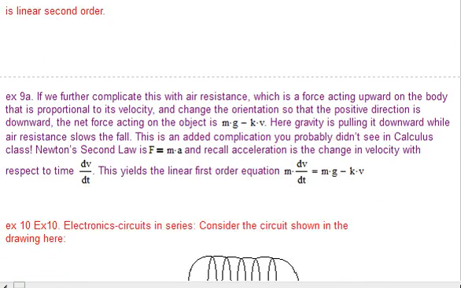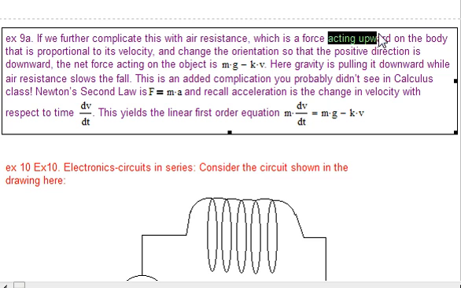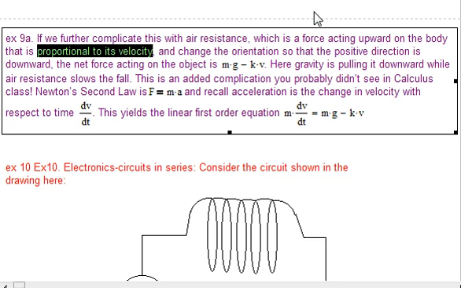Moving further with air resistance, and here's where it gets a little bit more complicated. If we further complicate this with air resistance, which is a force acting upward as opposed to downward on the body, that is proportional to the velocity. In other words, the faster it's going, the more force upward from air resistance.